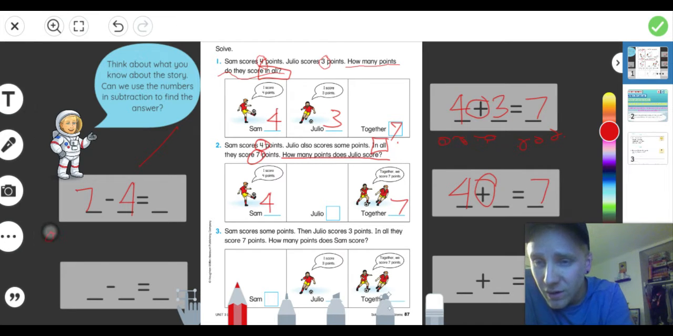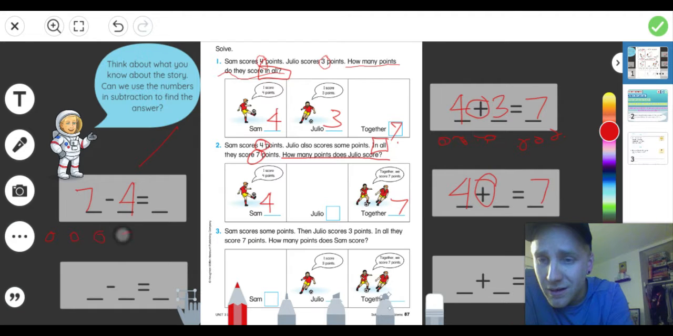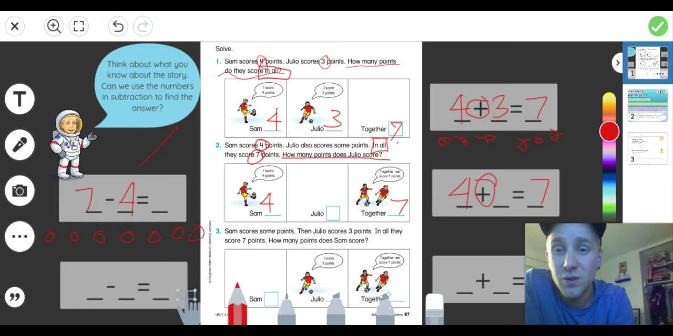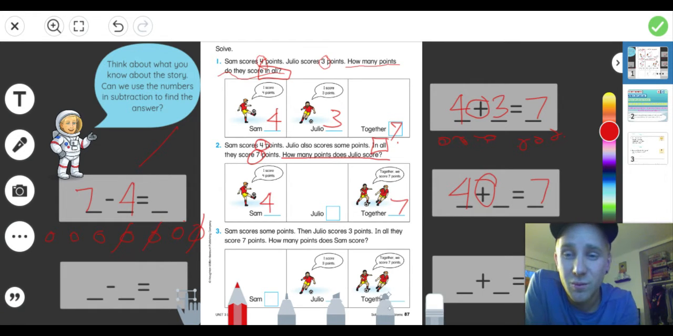So I'm going to draw a picture to do that. I'm going to draw 1, 2, 3, 4, 5, 6, 7. And we're going to take away 4 of those goals. 1, 2, 3, 4. It leaves me with 1, 2, 3. 7 minus 4 equals 3. I can write a 3 here. Sure enough, we got that magic 3.